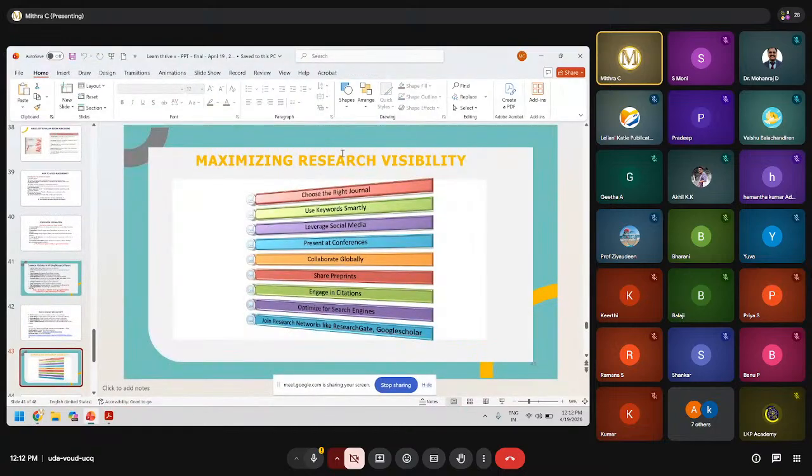And to increase the visibility of your paper, first of all, when you choose the right journal, half of your problem gets resolved, because the research visibility will be given by the journal itself. Next, we need to use keywords smartly. That is very important to grab the audience. And you can post your content on LinkedIn and technical websites, and present at conferences. We can collaborate globally with other researchers, share preprints, engage in citation, and publish it on search engines. All these things can be done to increase your visibility.